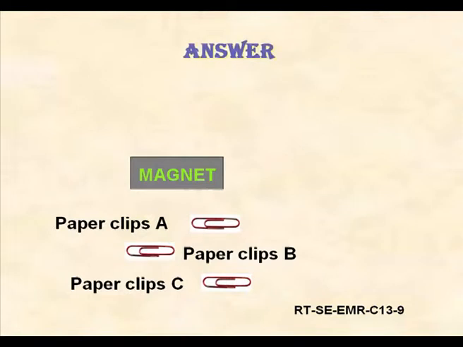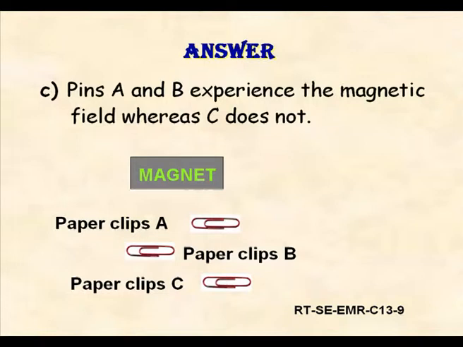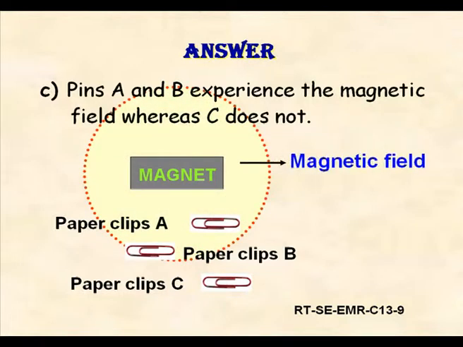The correct answer is option C. Pins A and B experience the magnetic field, whereas C does not. So, pins A and B are attracted.